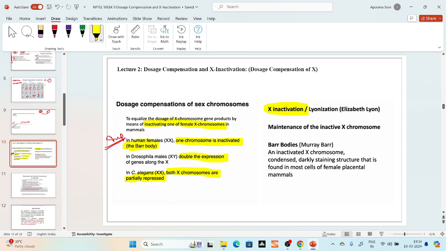So if the X chromosome is inactivated, this inactivated X chromosome is still there in the body, still present in the cells. So now it has to be maintained. And this maintenance of the X chromosome takes place. This inactivated X chromosome is known as the Barr body. It is present as a dark condensed structure that is found in most female placental animals. So the inactivated X chromosome is maintained as Barr bodies, present as a darkly stained and condensed structure. This is how it is maintained.